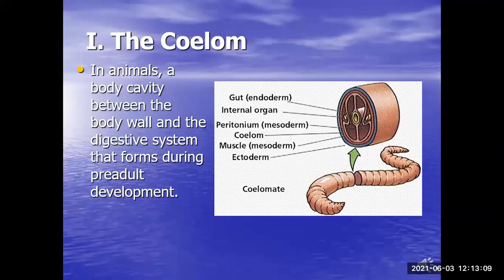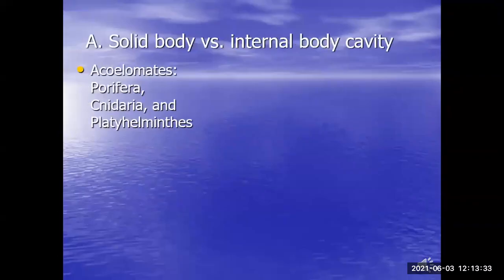Now, some animals are so simple, they don't need a coelom. Those are called acoelomates. They have a solid body. The acoelomates we saw yesterday are the porifera, which are the sponges, the cnidarians, which are the jellies, and the platyhelminthes, like that one pictured here. This is a planarian, and a planarian is part of the group Platyhelminthes. Remember, Platyhelminthes means flatworm. Platyhelminthes, flatworms. So it's a solid body.